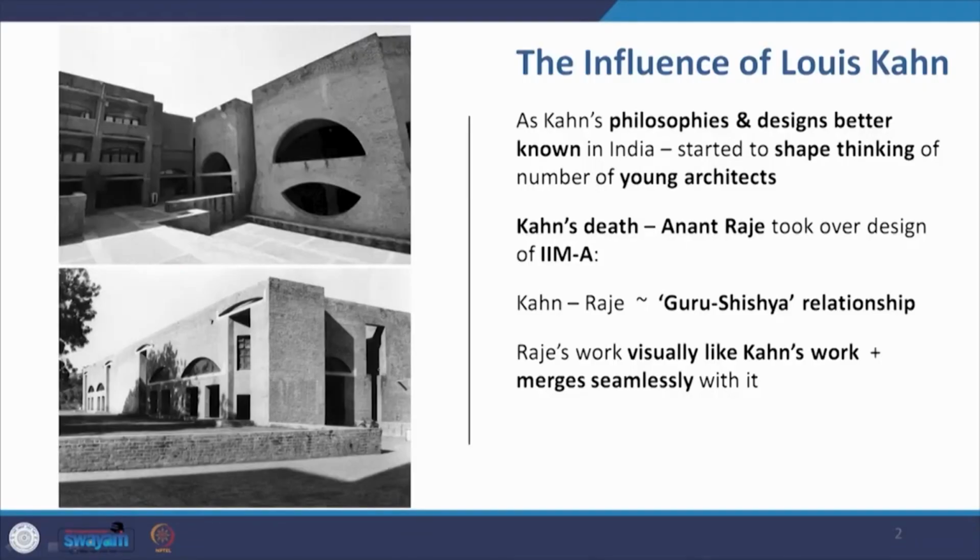As Kahn's philosophies and designs came to be better known in India, they started shaping the thinking of a number of young architects. One of them happened to be Anant Raje. After Kahn's death, because IIM Ahmedabad was not yet complete with the design that Kahn had done, Anant Raje took over the design of IIM Ahmedabad, and in fact Kahn and Raje shared a guru-shishya relationship. Raje's work is visually like Kahn's work and merges seamlessly into the works of IIM Ahmedabad, so much so that if you were to look at the pictures of IIM Ahmedabad, you would be hard pressed to know where Kahn ends and Anant Raje begins, unless you are familiar with some of the nuances that differentiate the works of Kahn and Raje.